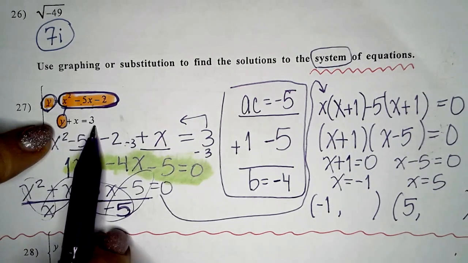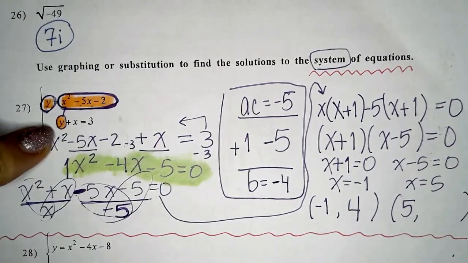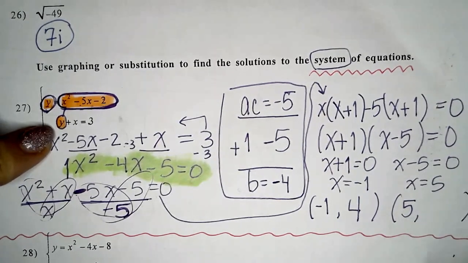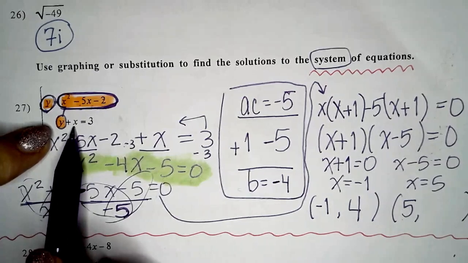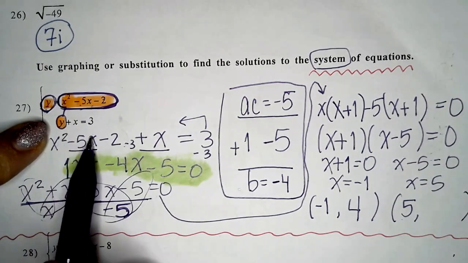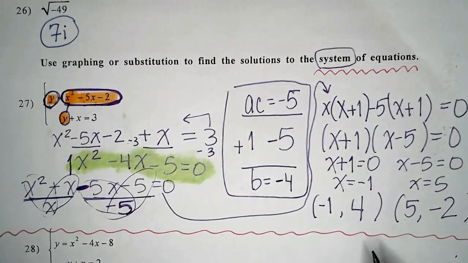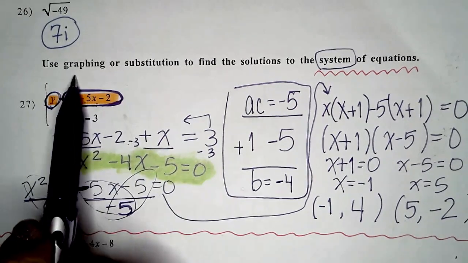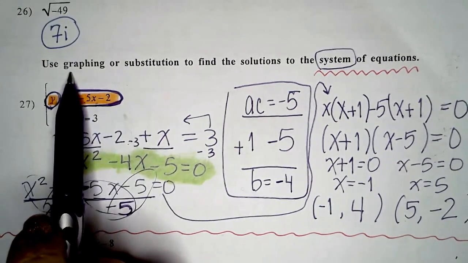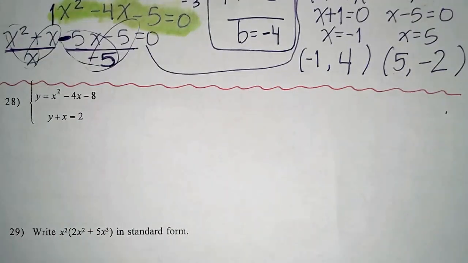If I fill in negative 1 for x, what does y equal? Add 1. 4. Add 1. 5. If I fill in 5 for x, what does y equal? So subtract 5. Negative 2. Yes. Okay, so here's the thing. If this is a multiple choice question and they solved by graphing, that means you have to look at it from a graphing perspective.